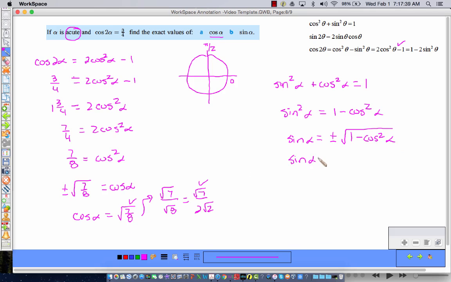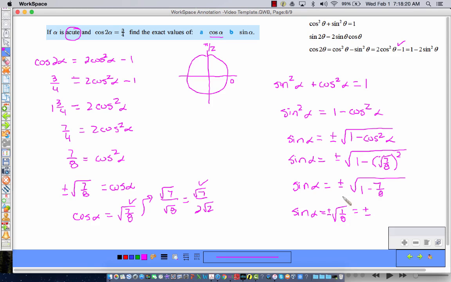So sine of alpha is going to equal plus or minus the square root of 1 minus root 7/8 squared, let's make it one big square root. So sine alpha is equal to plus or minus square root of 1 minus 7/8. Square root of 7/8 squared is 7/8. So 1 minus 7/8 is 1/8, so that's plus or minus the square root of 1/8. That's a perfectly good answer, by the way.